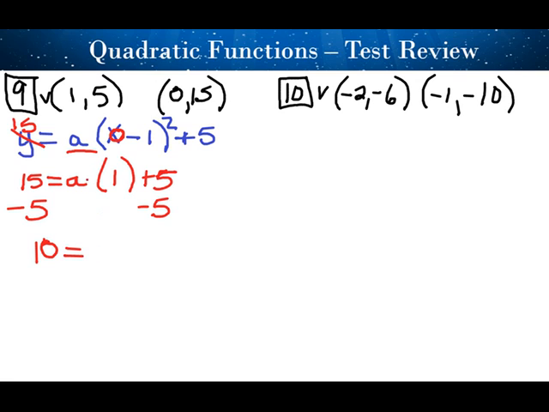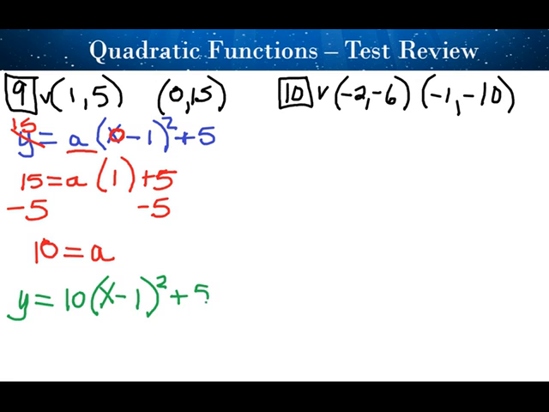Equals. And that 1a is just a. Okay, so now I know what a is. What I'm going to do is I'm going to write the equation like it's supposed to look now. So I don't care about it passing through anymore. I'm going to go y equals 10 is how skinny it's going to be. It is going through the vertex 1, comma 5.